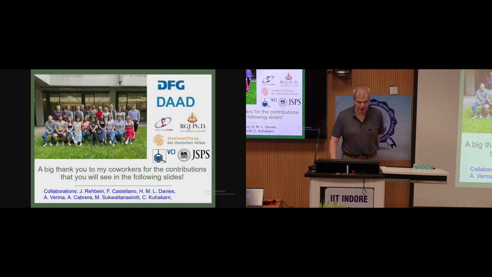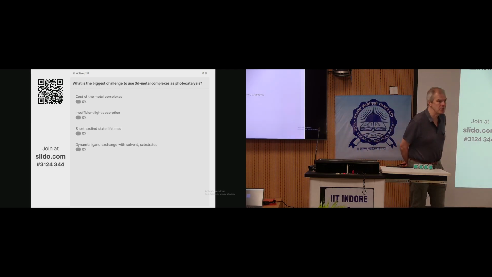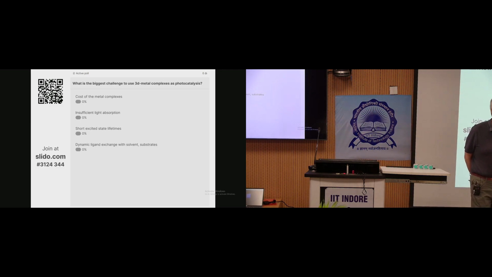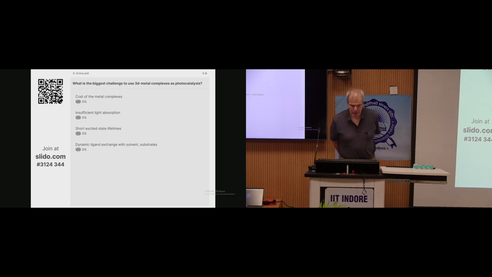you have seen this picture already. You have seen the picture of my group. And I could ask you, what is the biggest challenge to use 3D metal catalysts as photocatalysts? Because we have seen a lot with ruthenium and iridium, right? And so why not simply saying, why should I use an expensive metal if I can use iron or copper, right, or some other things? Why is that not so simply done?